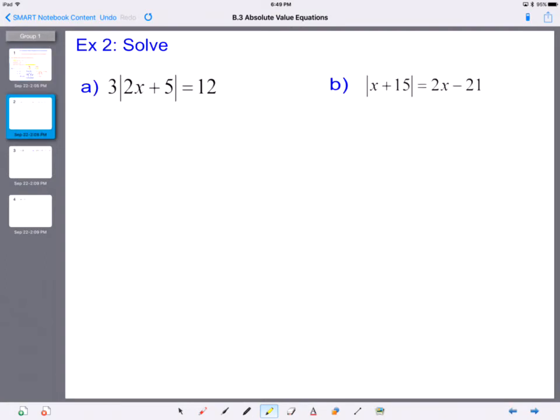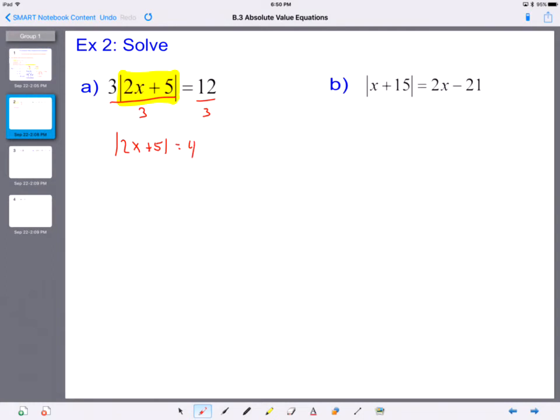Alright, so let's go ahead and take a look at the first one. We need to isolate the absolute value. So wherever the absolute value bars are, this needs to be by itself. Not the x, but the absolute value. So you can see that there's a 3 on the outside. So 3 times that quantity means it's not by itself, so we have to isolate it by dividing by 3. So now we're left with the absolute value of 2x plus 5 is equal to 4.